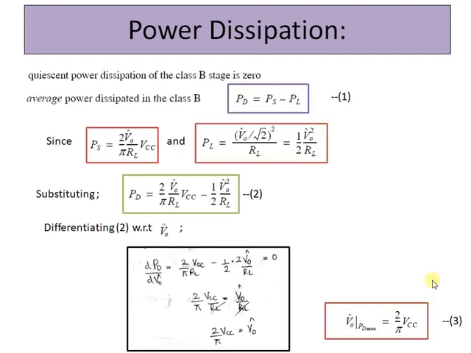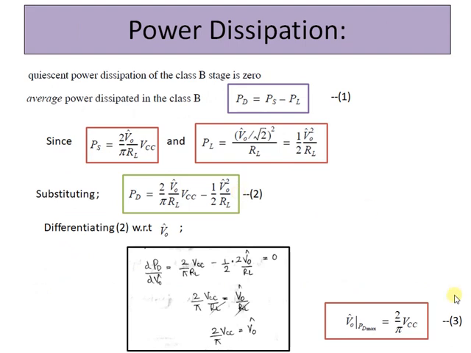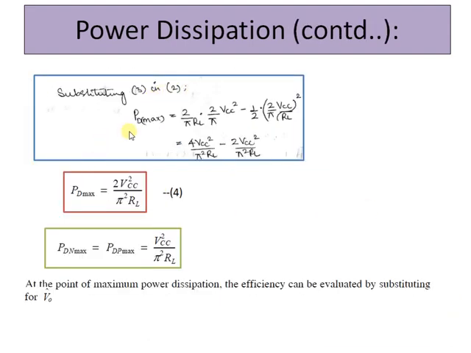Now substituting equation number 3 in equation number 2, what we see is that PD max will be equal to 4 VCC square divided by pi square into RL minus 2 VCC square divided by pi square into RL, which gives us a value of 2 VCC square divided by pi square into RL. And this value of PD max will be equally divided between the N transistor and P transistor. So this becomes VCC square divided by pi square into RL if we are considering the maximum power dissipation in the individual transistor.